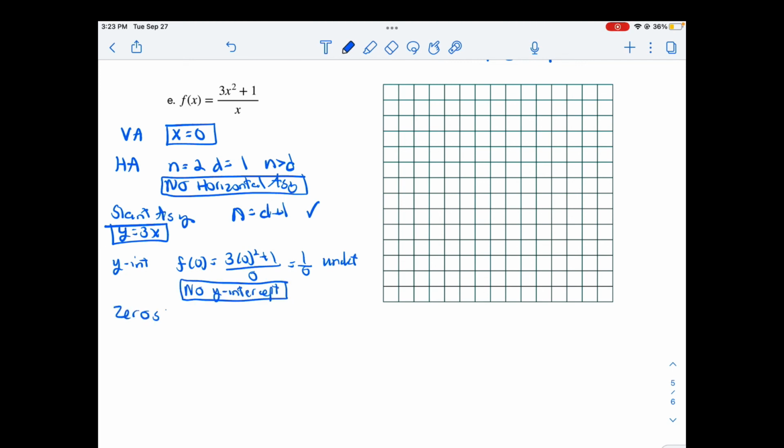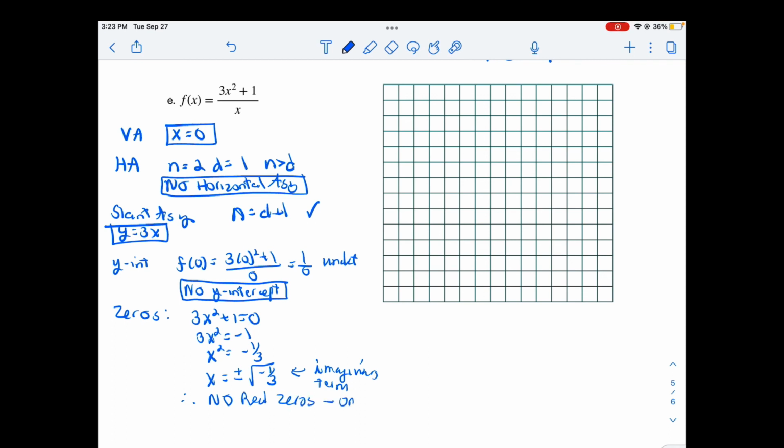Now let's find the zeros. To find the zeros of the rational function, take the numerator polynomial and set it equal to 0. Ooh, I get x squared is equal to -1/3. So when I take a square root of a negative, I get i's. That's an imaginary number. Imaginary numbers cannot be graphed on the real number plane. So anytime you get a zero that's imaginary, there are no real zeros for this polynomial. The imaginary numbers never show up on our graph. So this tells us our graph will never intersect the x-axis.